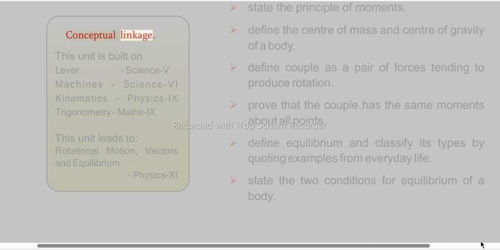Conceptual linkage. This unit is built on lever, Science V; machines, Science V; kinematics, Physics IX; trigonometry, Maths IX. This unit leads to rotational motion, vectors, and equilibrium, Physics XI. Force.